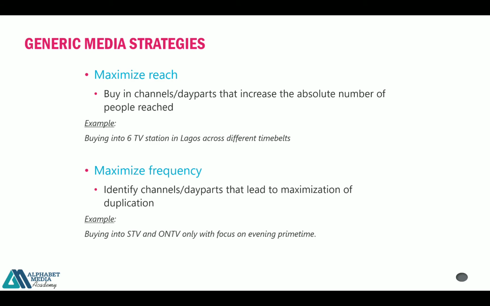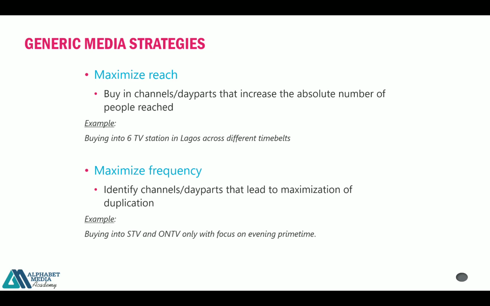Now, there are also very generic media strategies, right? Maximizing reach or maximizing frequency. These are the basic generic strategies that people would use.